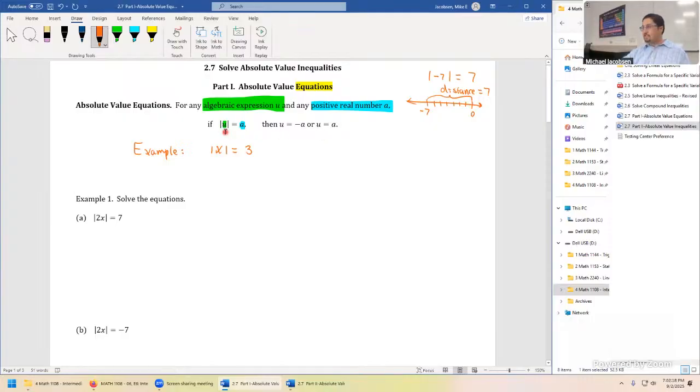So the format says the absolute value of u equals a, then u equals negative a or positive a. In this example, if absolute value of x equals 3, then x equals negative 3, or x equals 3. And that makes sense because if you plug negative 3 back inside absolute values, absolute value of negative 3 is just back to positive 3. And absolute value of positive 3 thrown back in there checks as well, as just 3 equals 3. So that's the name of the game for this kind of problem.